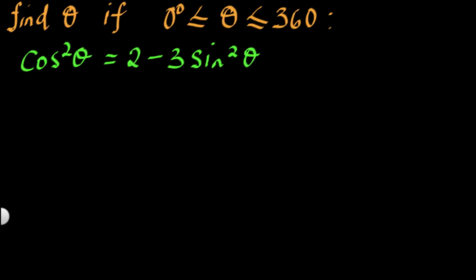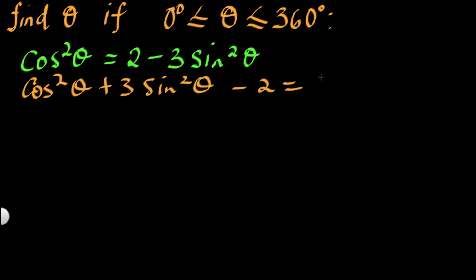Now, we need to start by simplifying this equation so that it contains one trig ratio. It does not matter which one you choose. I can rewrite this as cos squared theta plus 3 sine squared theta minus 2 equals 0.